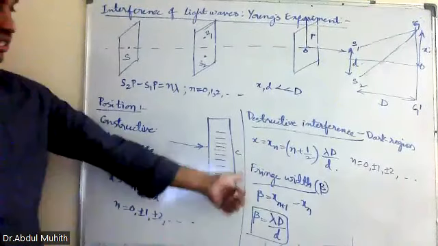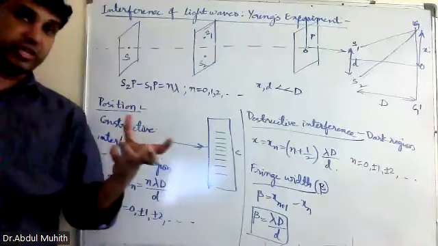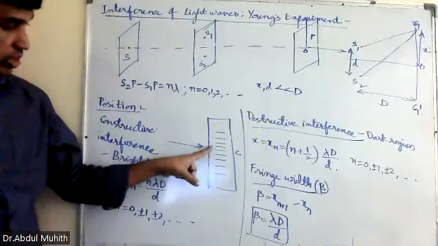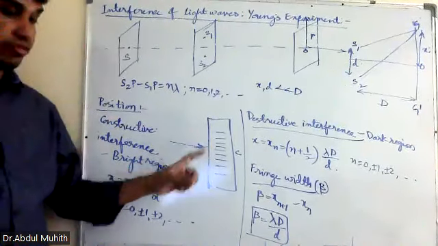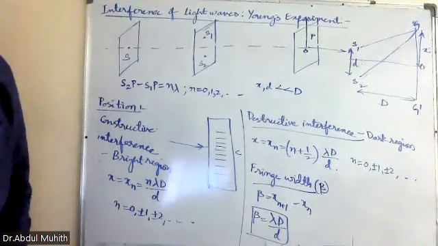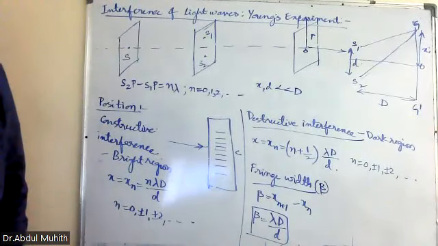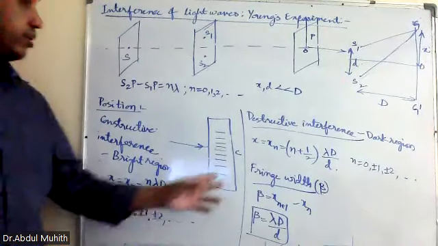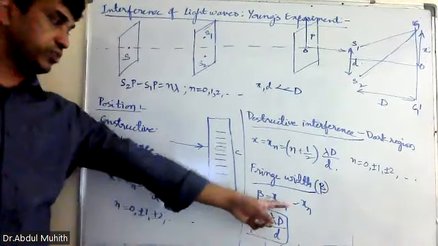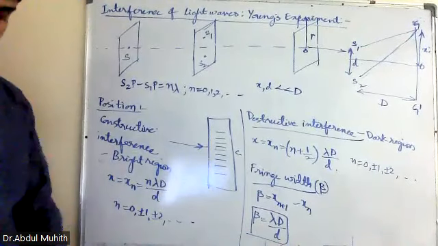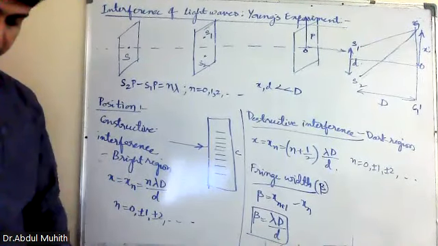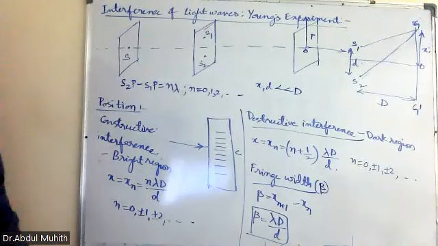Okay. And what is the fringe width? So fringe width is the formula. The definition of fringe width is the distance between two successive bright fringes or dark fringes. So beta is equal to xn plus 1 minus xn. If you subtract both of them, you'll get this formula: lambda D by small d. These all three formulas are very, very important. So quickly we'll do some numericals on this one.